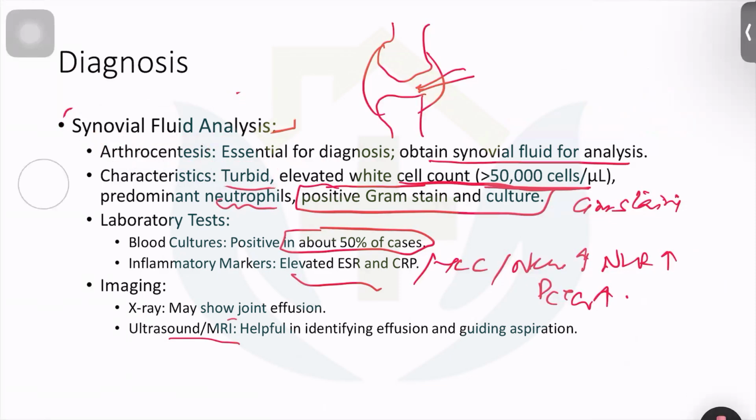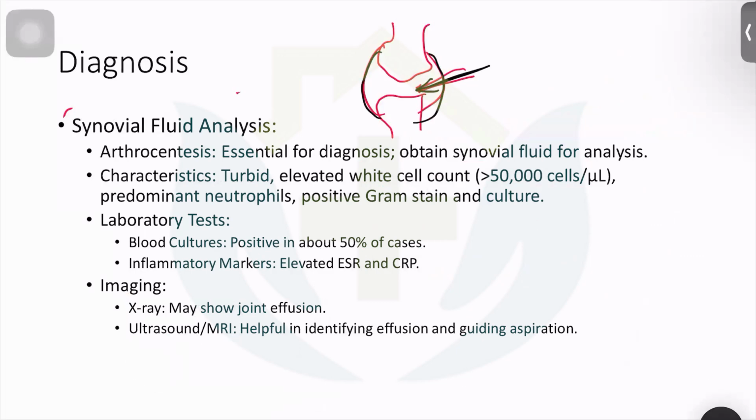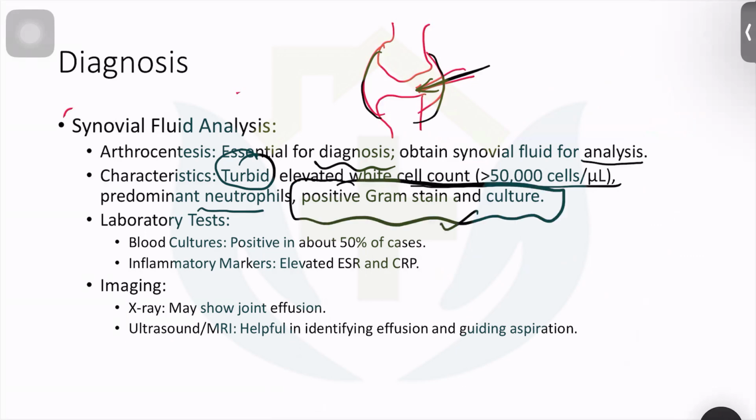Investigation of choice, arthrocentesis. Synovial fluid analysis. From where do you take? You take it from the synovial fluid inside the joint. Essential for diagnosis. Obtain the fluid for analysis. It can be like pus, turbid, with elevated count like more than 50,000 cells, predominantly neutrophils. If you are lucky, you can find a positive gram stain and culture.